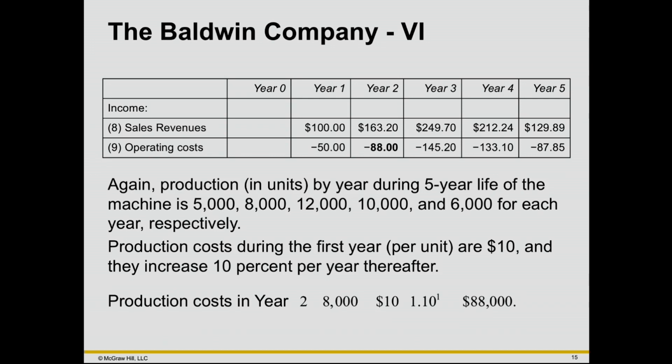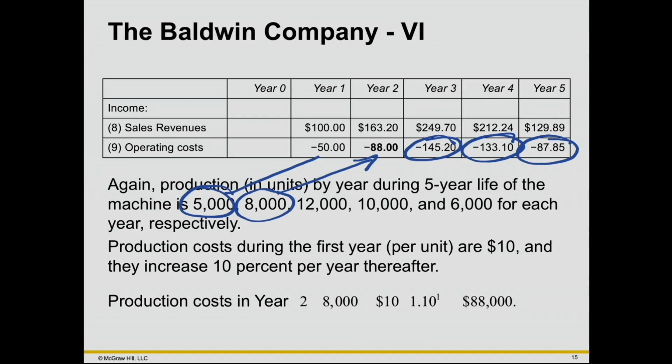All right, operating costs. So this is that $10 per ball raised at 10% per year after. So again, starting in the first year, it's simply $10 times 5,000 or $50,000. Then we increase that by 10%, so it's $11 times 8,000, and we increase that by 10%, and so on. We get 145, 133, and 87.85.